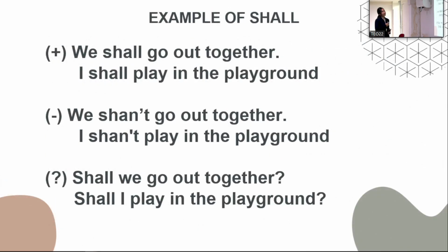This is the example of shall. Like, we shall go out together. I shall play in the playground. We shan't. For your information, we can shorten shall not, and I shan't play in the playground. And for the interrogative, shall we go together? Shall I play in the playground?